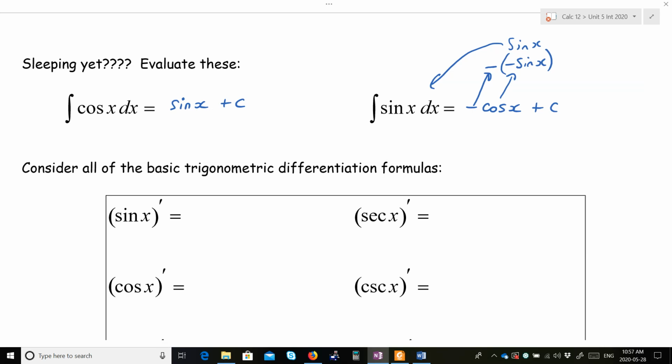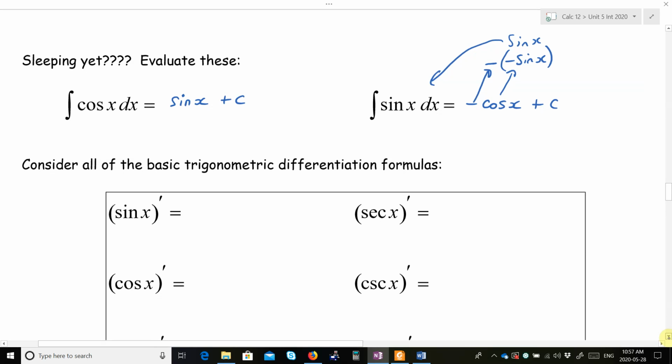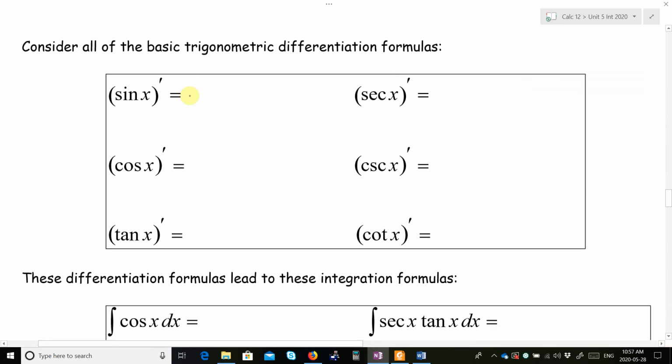And what we'll do is we'll consider all of the basic trigonometric differentiation formulas. So remember, the derivative of sine x is cos x. We can put a little dx beside it, saying we're differentiating with respect to x. The derivative of cos x is negative sine x dx. The derivative of tan x, remember, was secant squared x dx.